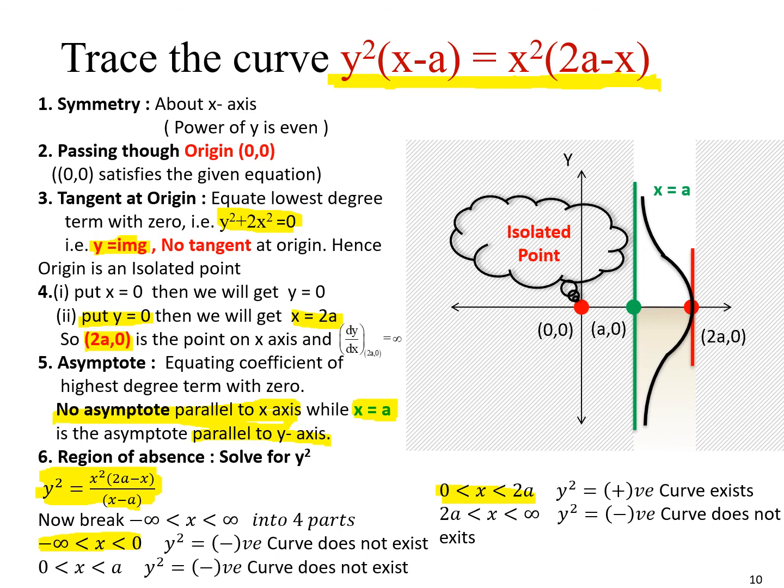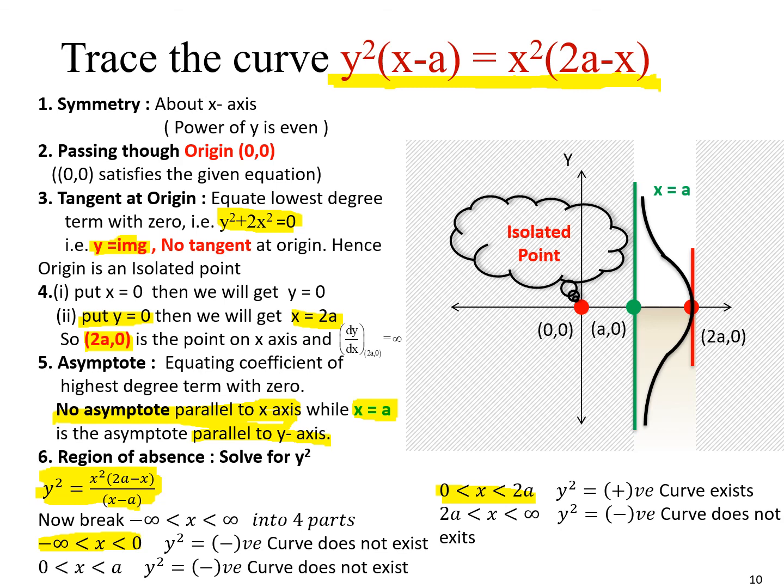So here you can easily see that this is the curve which is drawn between x is equal to a and 2a, but x equal to 0, that is (0, 0), is denoted by this red point. It is a part of the curve, but it is an isolated point. That's why your curve is not passing through that point. So this is the speciality of this curve. Okay, so hope you understand this.